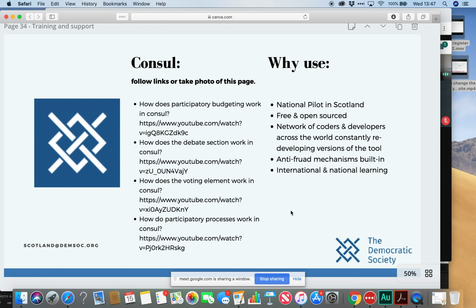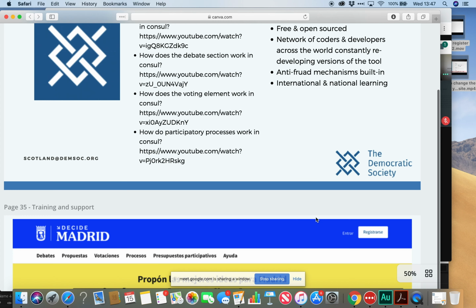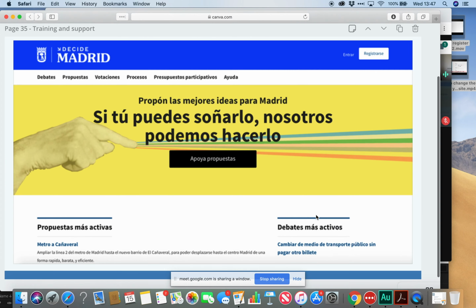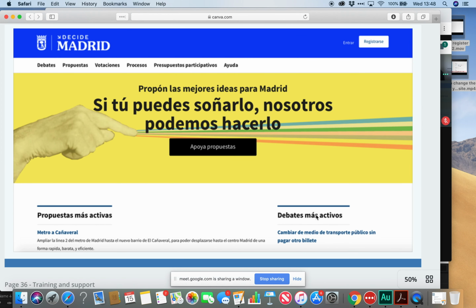So you can see here, this is Madrid. Consul was developed in Madrid, so it seems unfair not to show this one. Obviously it's in Spanish, but you can see at the top: debates, proposals, voting, processes, and participatory budgeting, and then a wee help thing here.